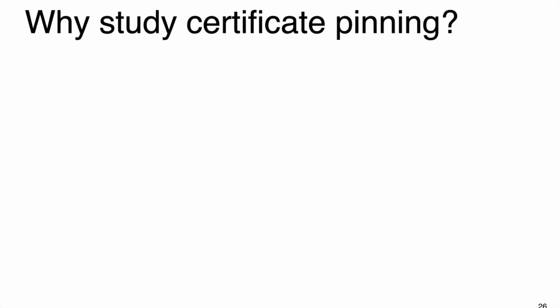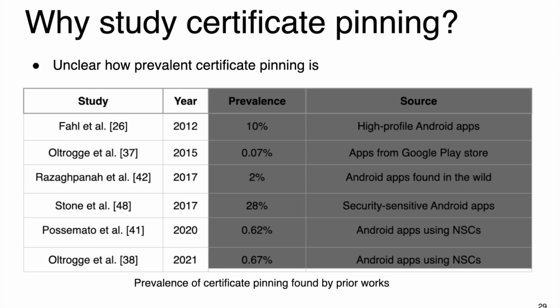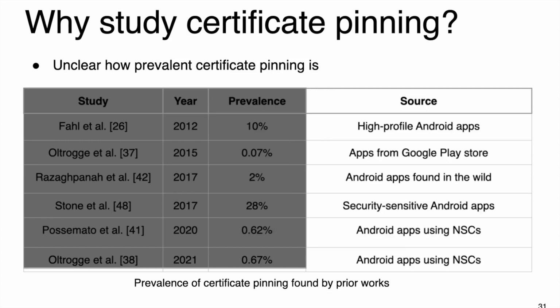I would argue it is, because first, it is unclear how prevalent certificate pinning is in the mobile ecosystem. Here we show the pinning prevalences mentioned by prior works. These works are from the past 10 years and the references are from the paper. We can notice that the prevalences vary significantly from as high as 28% to as low as below 1%. In addition, all of these works focus on Android. To the best of our knowledge, certificate pinning on iOS has never been studied before.